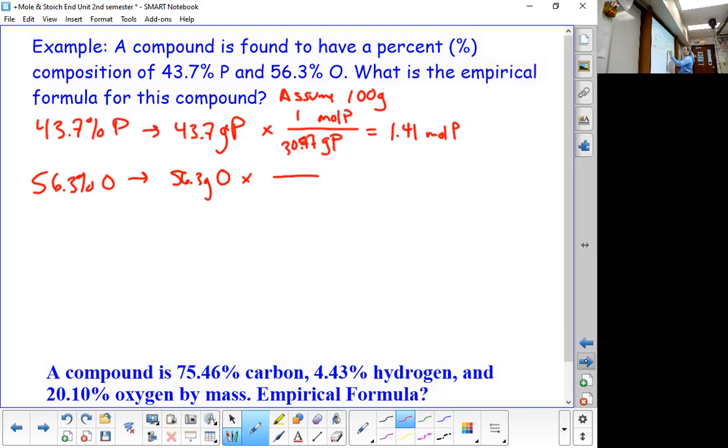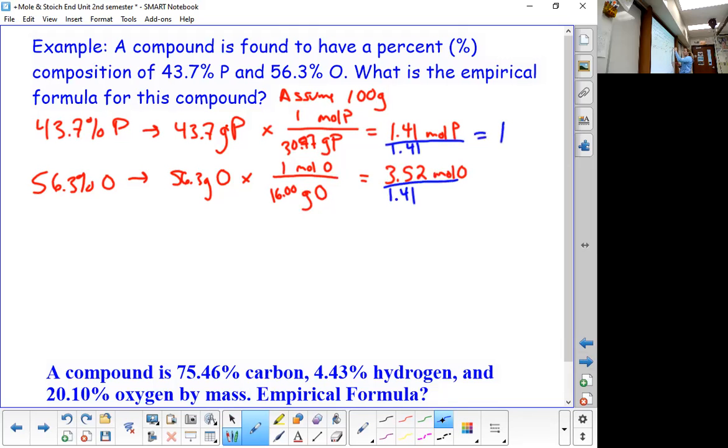And then for the oxygen, here it is grams of just oxygen atoms. So the 16.00 is in 1 mole of oxygen atoms, because it's how many oxygen atoms are in this compound. So we're going to take the 56.3 and divide it by the molar mass, and we have 3.52 moles of oxygen. So the relative ratio of moles in this compound is this. Now, you're going to divide by the smallest number of moles that you had. So I'm going to divide both by 1.41 to get whole numbers here.